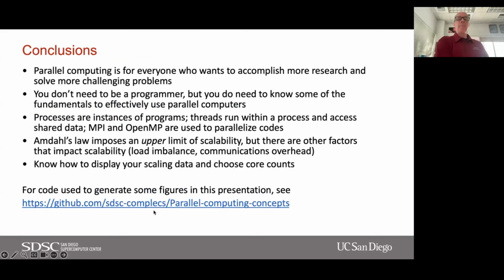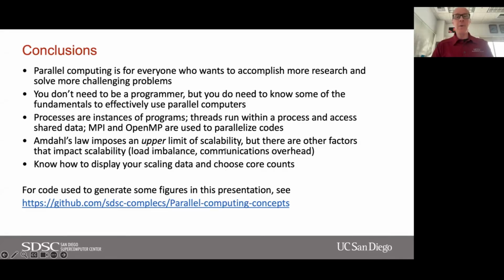So just to wrap up, parallel computing is for everyone who wants to accomplish more research and solve more challenging problems. You don't need to be a programmer, but you do need to know some of the fundamentals in order to effectively use parallel computers. Remember, processes can be thought of as instances of a program. Threads run within a process and access shared data. MPI and OpenMP are both used to parallelize code. Amdahl's law gives you a strict upper limit on scalability, but there are going to be other factors that affect your scalability. And then finally, know how to display your scaling data and choose core counts.